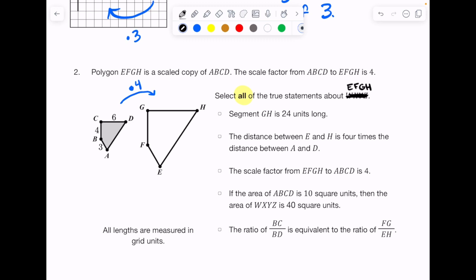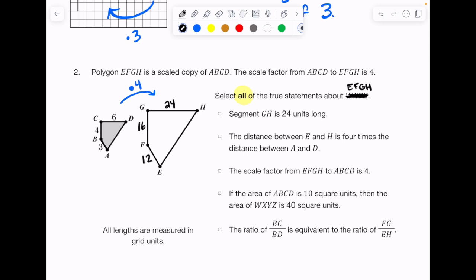Okay, so actually before I go through that, let me just fill in the information that I know based on the scale factor. So since CD is 6 and my scale factor is 4, then I know that GH has to be 24 because 6 times 4 is 24. Okay, I can apply the same logic here. If BC is 4, then GF is going to be 16 because it is 4 times 4. And lastly, AB is 3, so EF is going to be 12. 3 times 4 is 12.